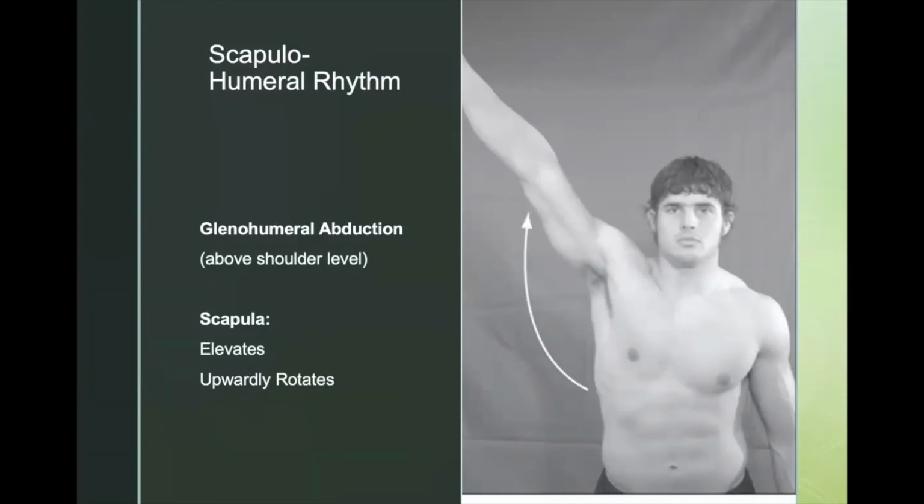So now we have some pairings for you to memorize to understand how the shoulder joint and the scapulothoracic joint, or we can describe that as the shoulder girdle, should move together to move efficiently. So we have glenohumeral abduction above shoulder level here.